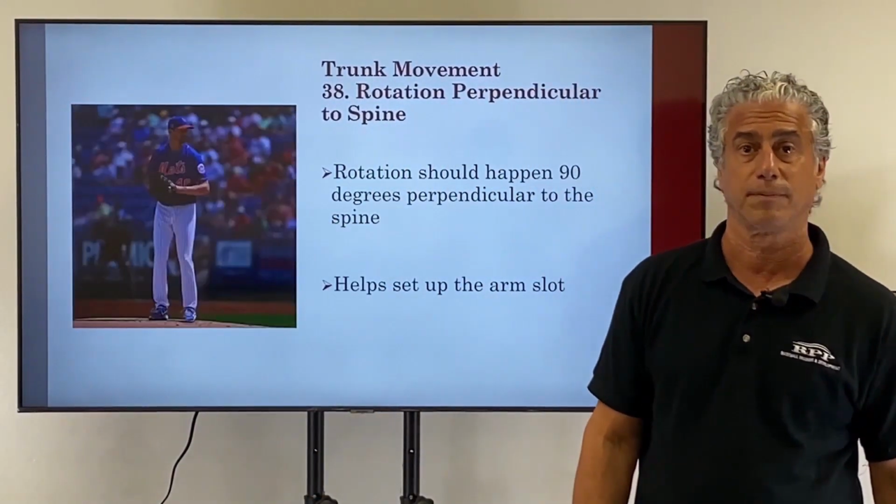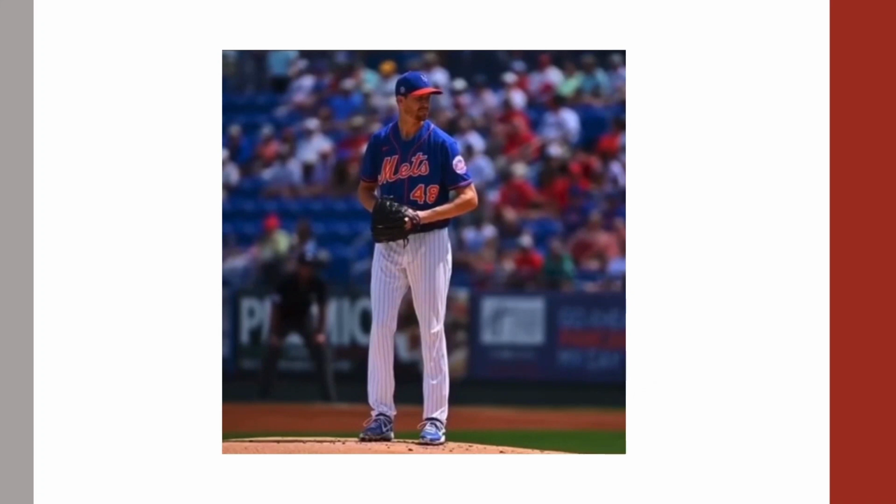Okay, so the next disconnect is, are the shoulders rotating perpendicular to the spine from foot plant through to release? Max acceleration and efficient energy transfer happen on a vertical axis. So in order for that to be effective, rotation should happen 90 degrees perpendicular to the spine. This will also help set up the arm slot. This would be a higher arm slot for more upright pitchers and a lower arm slot for flexion guys such as submarine guys or sidearm guys.